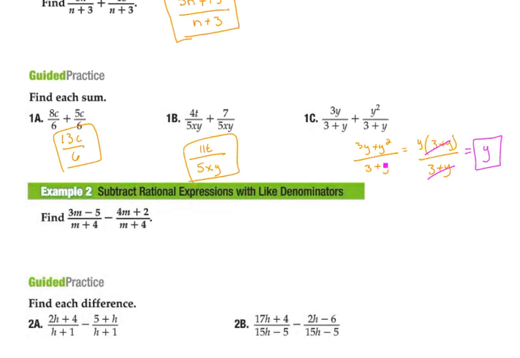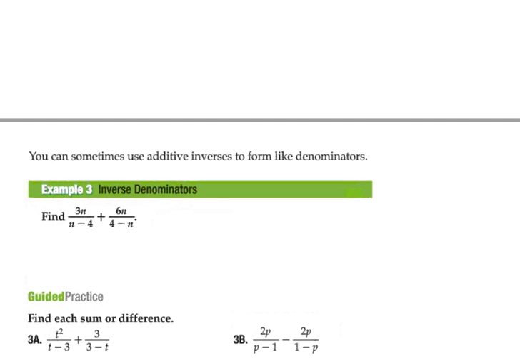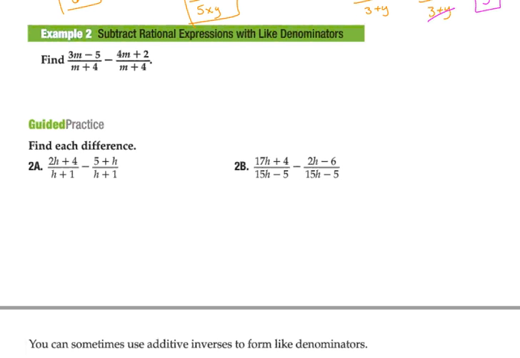1c, adding these together, I noticed that the numerator had a y in common, so I factored out a y, and realized now we have the product of 3 plus y in both the numerator and the denominator. Cancel those out, and we're actually just left with y. Okay, one thing that we didn't go over in the intro was dealing with subtracting rational expressions with like denominators.